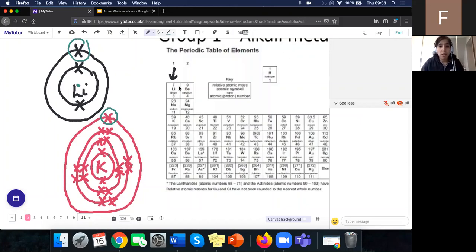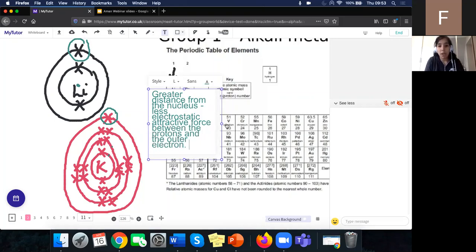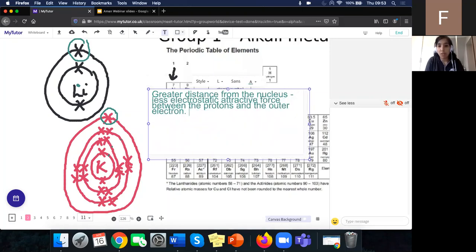Someone's asking, can I write that down? Yep. So the first reason was about greater distance from the nucleus. So that means that there is less electrostatic attractive force between the protons and the outer electron. Remember, there's only 1 outer electron, so I've put outer electrons. That's the first reason for why potassium is more reactive than lithium.